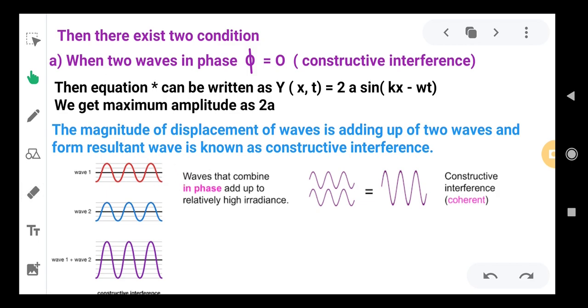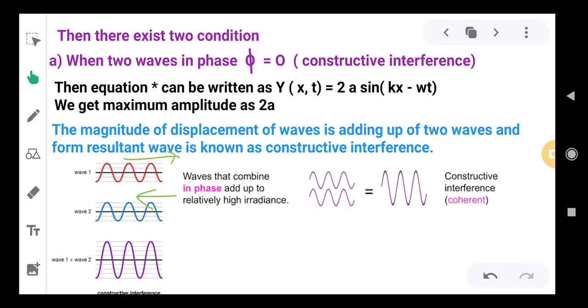Observe the red wave: initial position is here, travelling in this direction. Observe the blue wave: initial position is the same but travelling in the opposite direction. Both having the same initial position means both are in phase. So the xi value will be 0. Then it is a constructive interference.